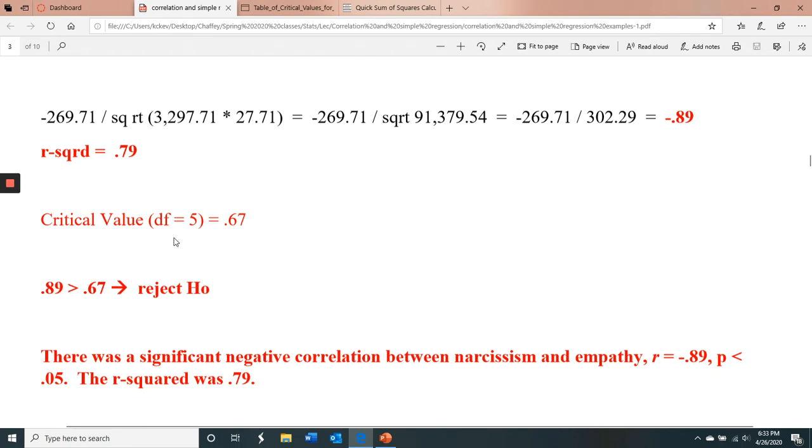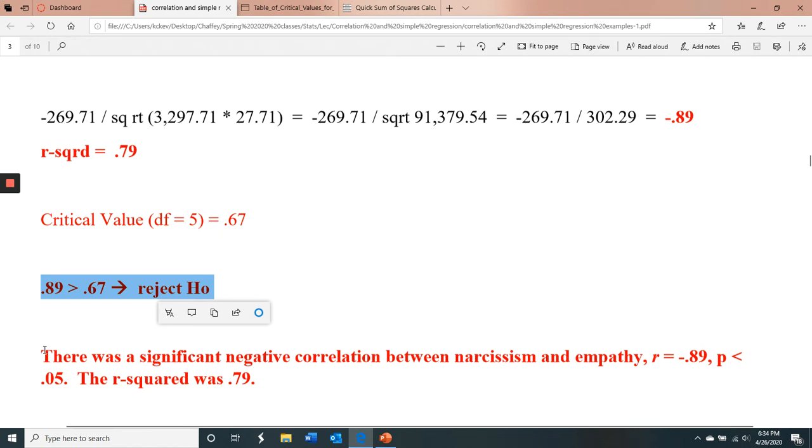We look at the absolute value. Remember that the positive and negative is just simply telling us the direction of the correlation. So the absolute value is 0.89. That's greater than our critical value. So we reject the H0. So we reject our H0.